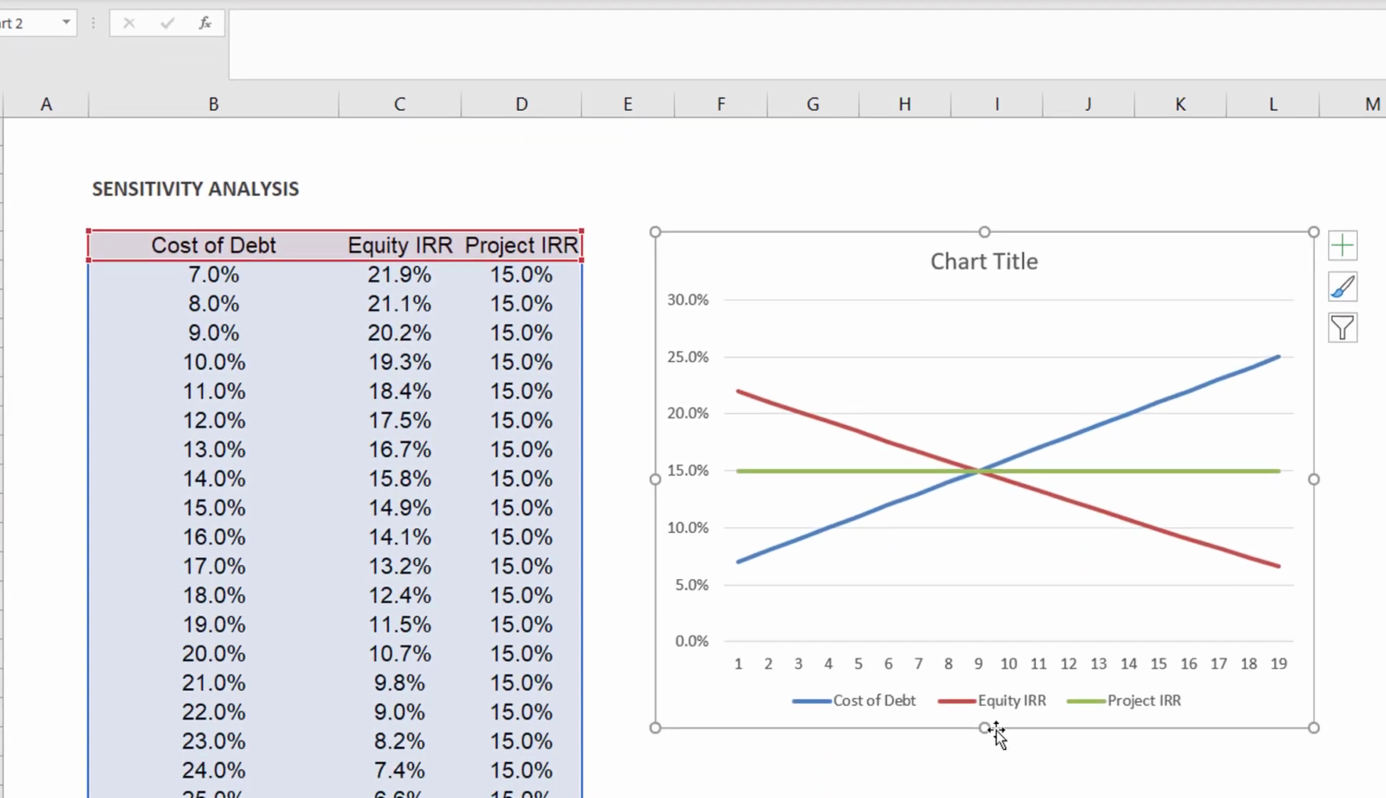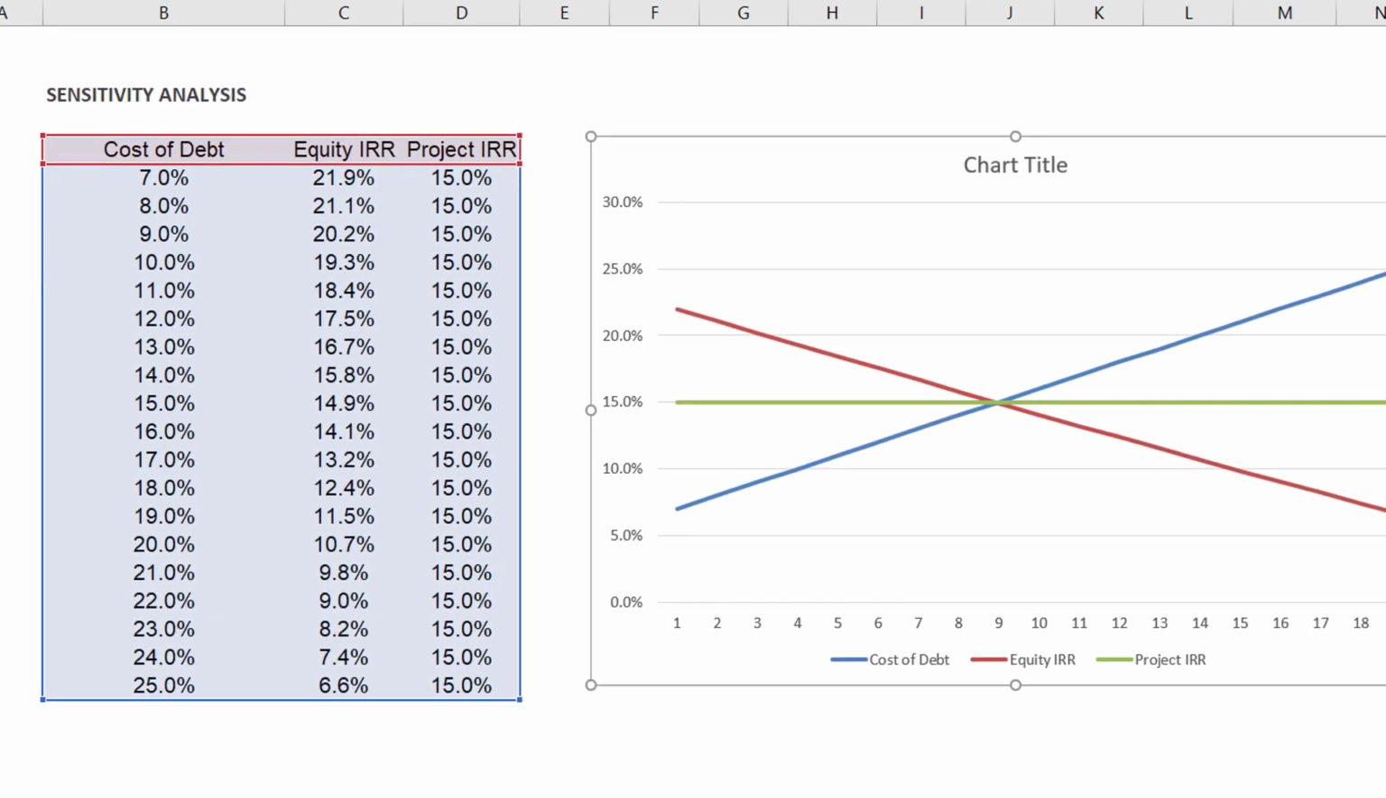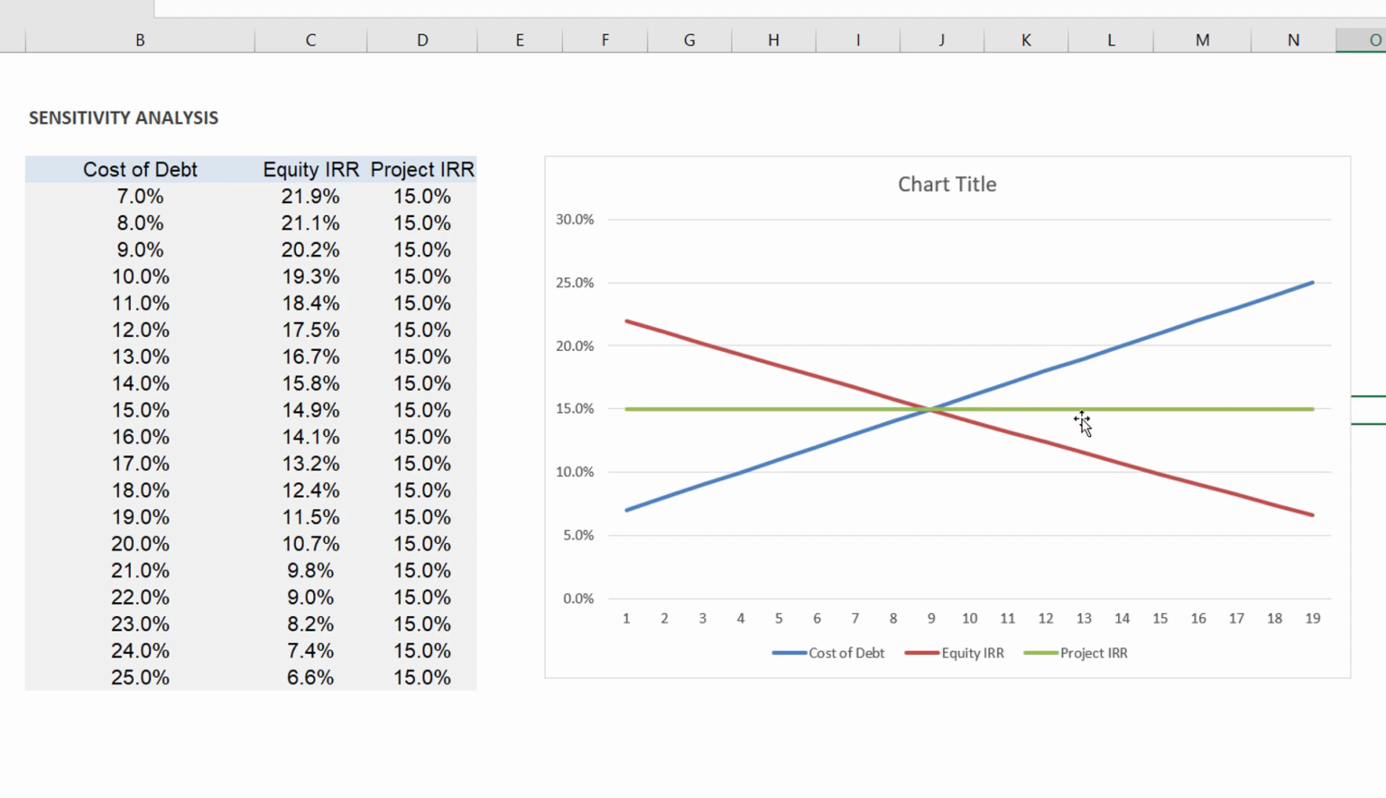Now you have this graph here, which shows a very clean relationship between these three variables. This is your cost of debt. You can see the moment the cost of debt keeps increasing, the equity IRR keeps dropping. And project IRR is obviously independent of cost of debt, so it remains constant. And there is a point where all of these are almost the same, somewhere around 15%. If you go here, this is the value we have. They are almost the same values.